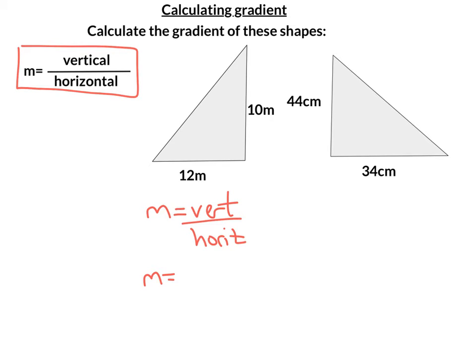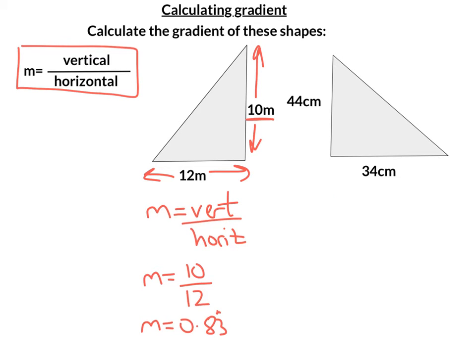So the vertical distance is how much it's gone up or down. So this one's gone up by 10 meters. And the horizontal distance, how much it's gone left or right, that's 12. So m equals 10 over 12. Put that into your calculator, you get 0.83 recurring.